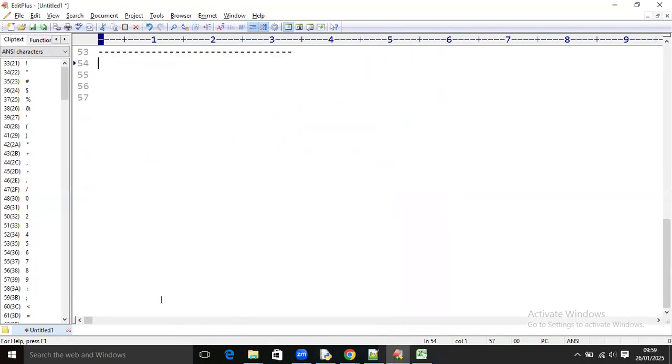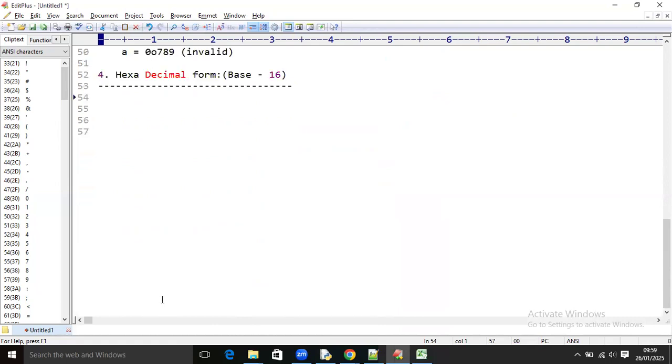Okay, let's write it down here. Let's make a note. The allowed digits are 0 to 9 and small a to small f, or capital A to capital F. Okay, next, literal.